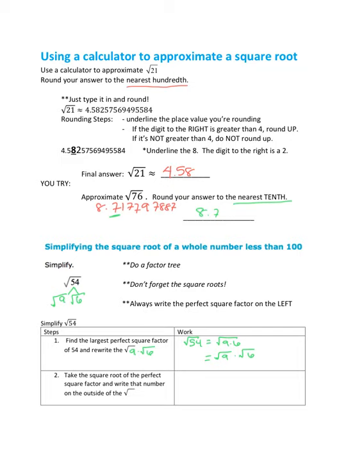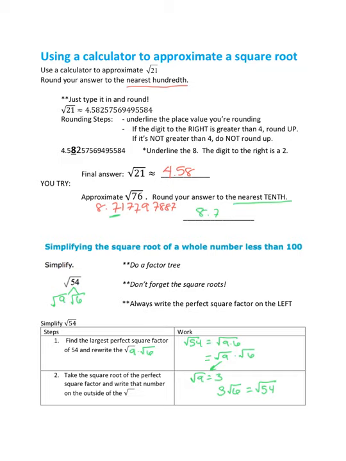Now I'm going to take the square root of the perfect square, and that is the square root of 9. The square root of 9 is 3. So what I end up with, see this? I end up with 3 times the square root of 6 equals the square root of 54.